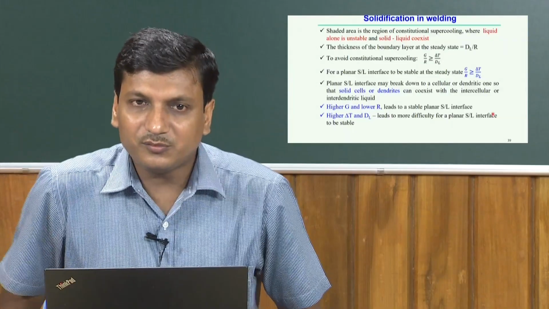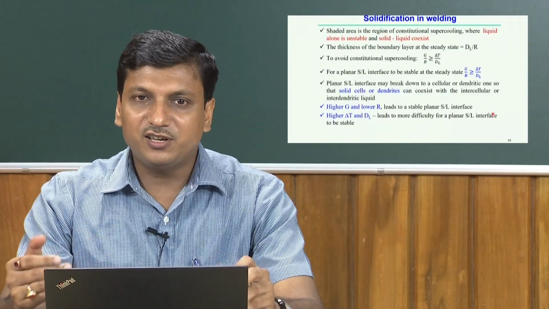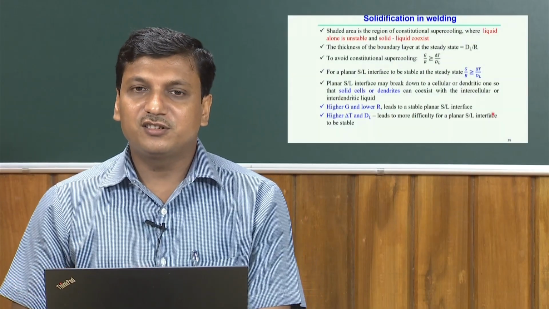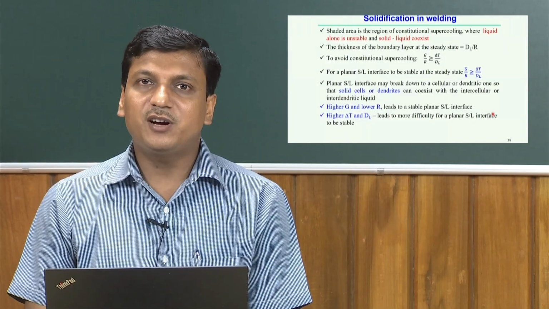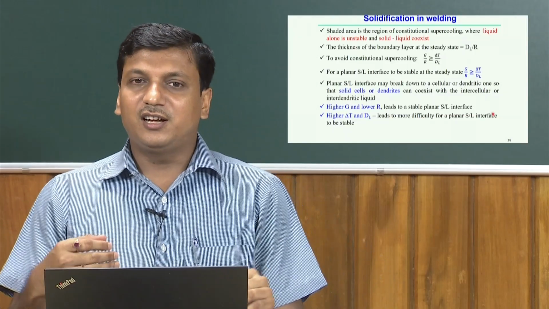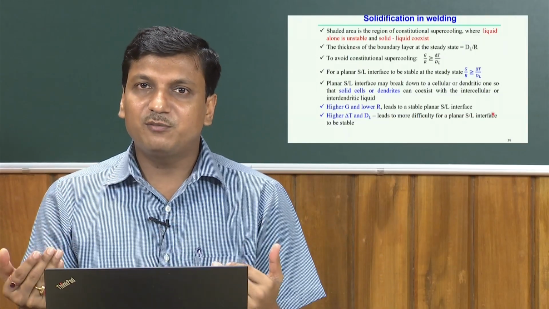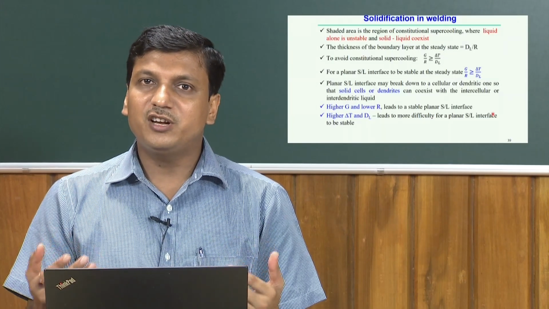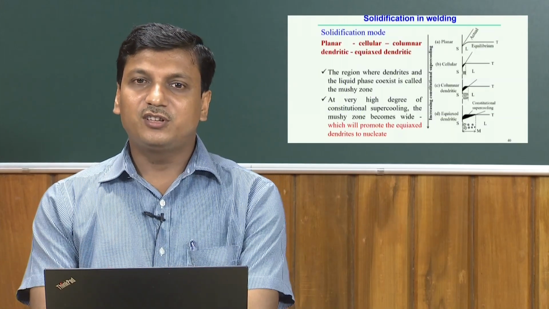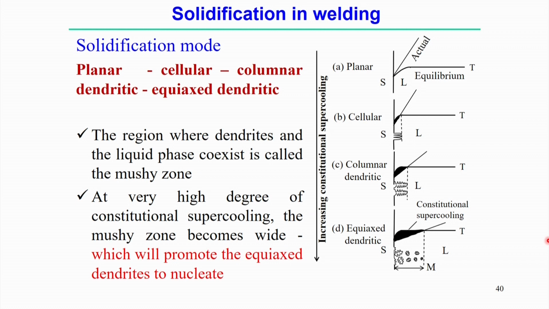Here we can say mathematically two things. If G by R is less than delta T by DL, there is constitutional supercooling, which means non-existence of the planar solid liquid interface. Other way, if G by R is greater than delta T by DL, that is a favorable condition for the solidification mode to be a planar solid liquid interface. Now, here we can look into the different types of solidification mode and structure.